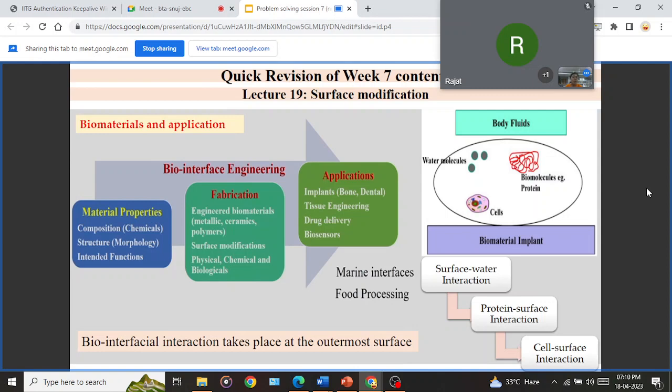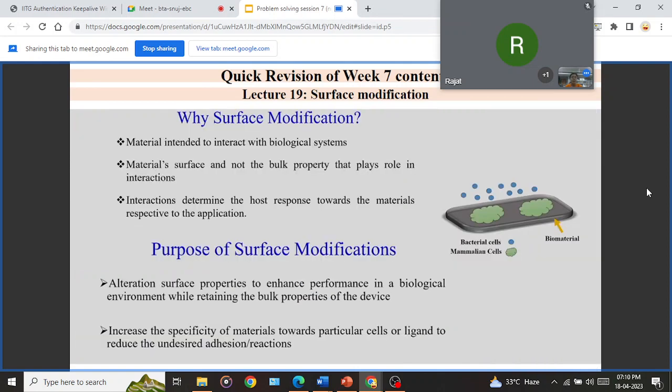Between the body fluids and the biomaterial implant, firstly there will be a surface water interaction, then a protein surface interaction, and lastly the cell surface interaction. We already discussed this interaction in the previous week's session. However, we can just go through a quick recap of this as well. Okay, so why do we need this surface modification?